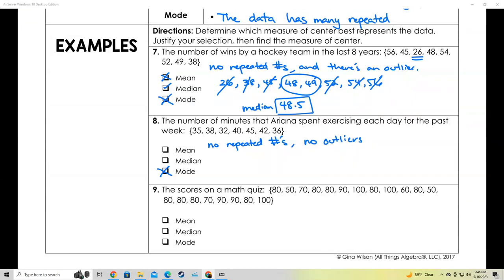So because there's no crazy numbers, I can go ahead and go with the mean, which means I'm going to add them all up. When I add up all the numbers, I get 268. And then I divide it by the number of numbers. In this case, there's 7 numbers. And when I do that, I get 38.3 when I round to the nearest tenth. So I'm not using the median. I'm using the mean because there were no outliers.